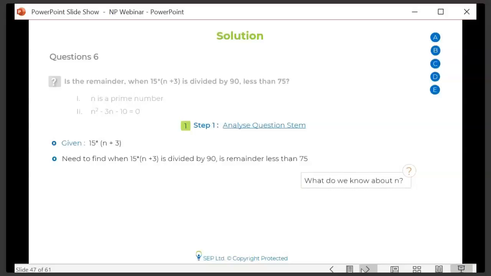Okay, so now tell me, you have solved 5 questions so far, you're on the 6th one. If nothing is given about n, what can you infer about n? What kind of values can n take? Anyone?